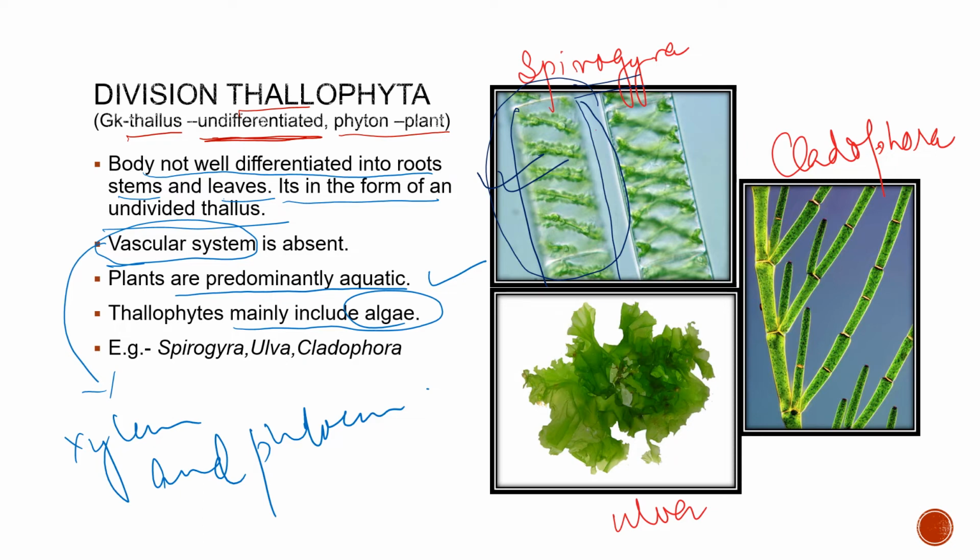Now the next one is Ulva. Here also you see a thallus, but it's not divided into roots, stems and leaves. Though these look like leaves, we can't find the stems or the roots in this part. It is a thallus. Here in this Cladophora also we can't see the stem, leaves and roots. So it's a full undivided thallus. That is why they are called Thallophyta.